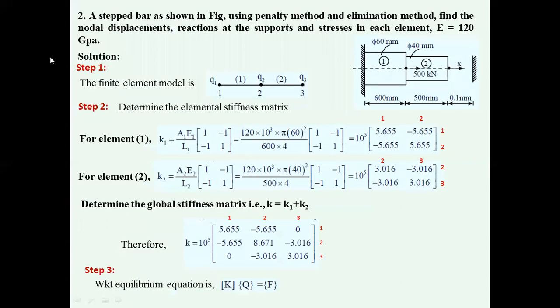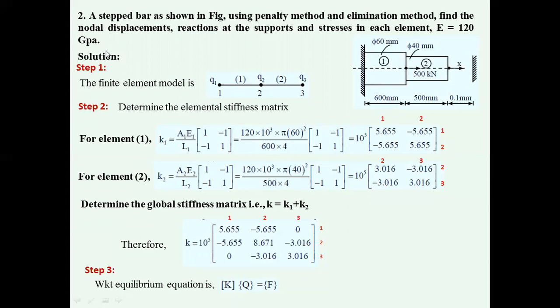Now let us start with one more problem. A stepped bar as shown in the figure: using the penalty method and the elimination method, find the nodal displacement, reactions at the support, and stresses in each element. Take E equal to 120 GPa.